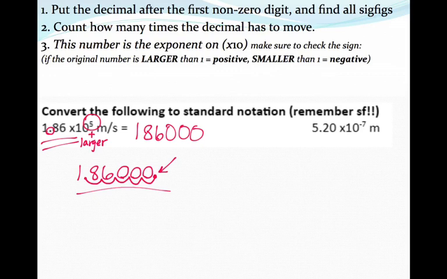So 186,000 should be written like that this time, instead of like this in scientific notation. And then, of course, meters per second.